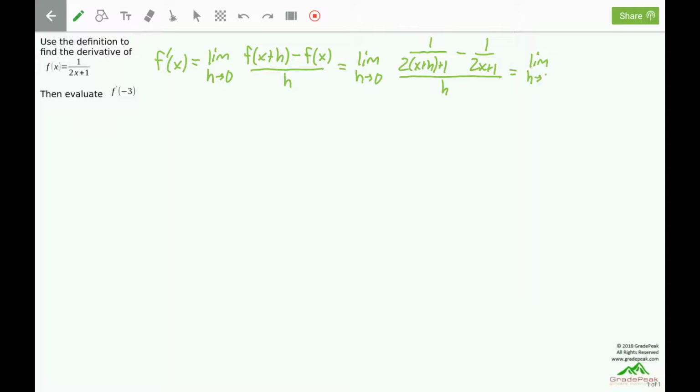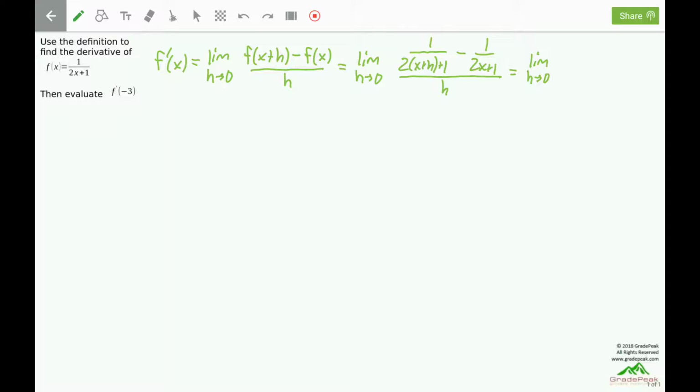Now we have the 0 over 0 indeterminate form, and we will continue to have that until we can get an h to factor from the numerator to cancel with that h that's in the denominator. Since the numerator has fractions, the first thing we need to do is combine those fractions through a common denominator.